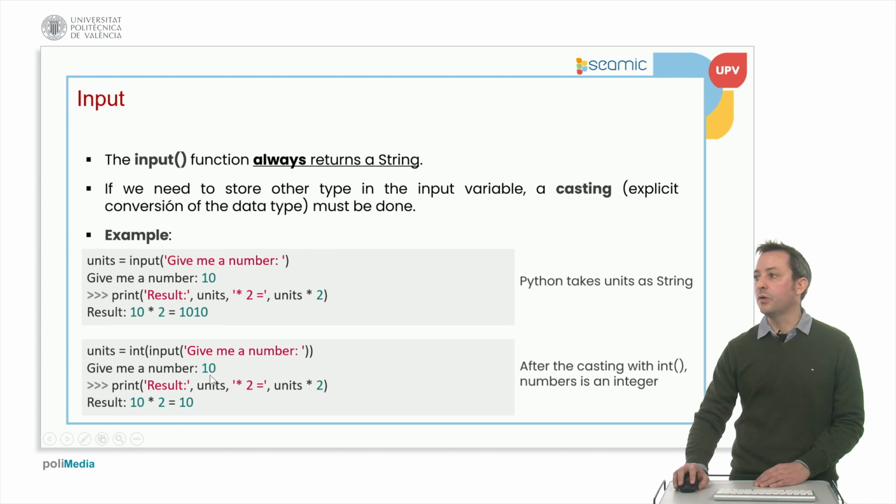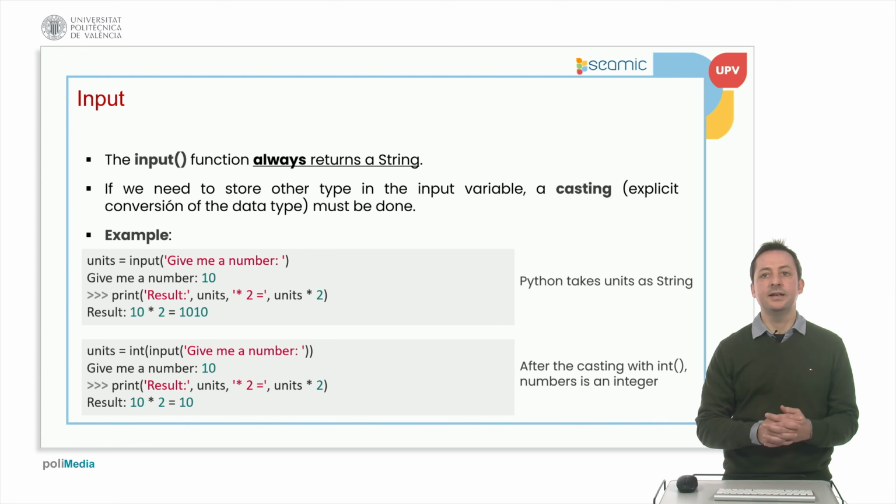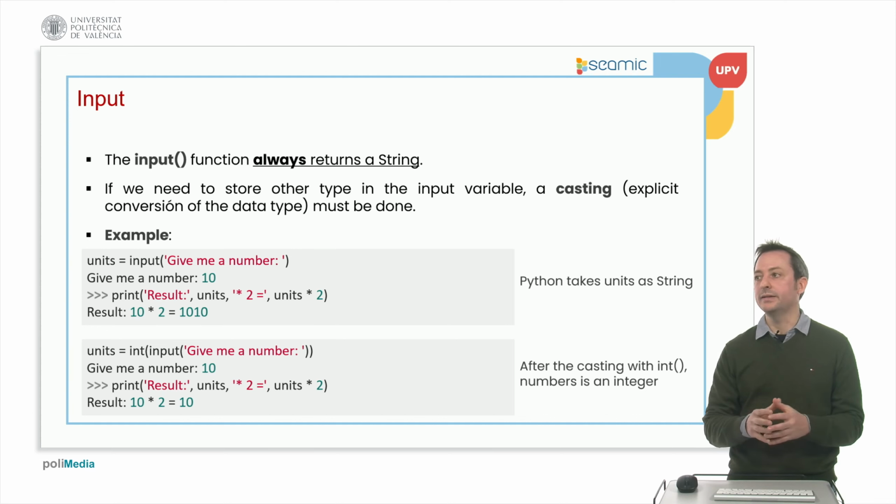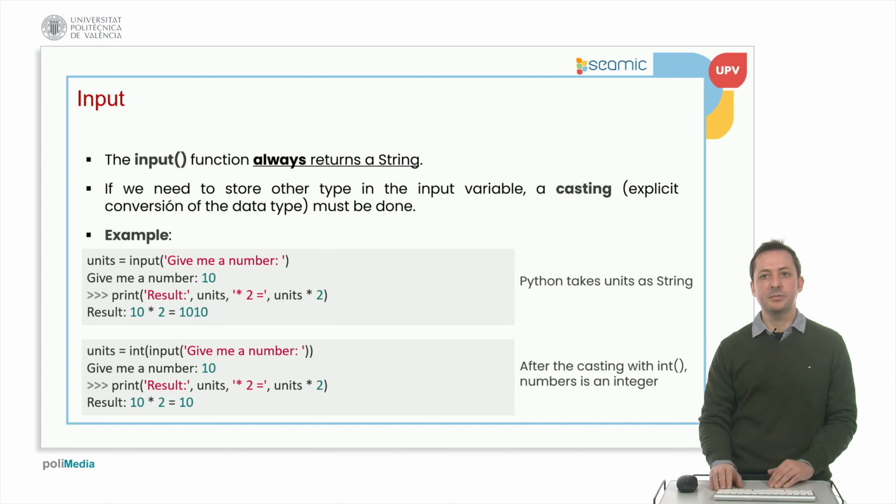So if we want to convert this value to integer, we need to use int and parentheses the input that we want to use. After performing this input, it's converted to integer, and here if we type print type units, we'll see that the type of this variable is integer. So this casting is very used when we want to convert the type of the input that is introduced by the user.